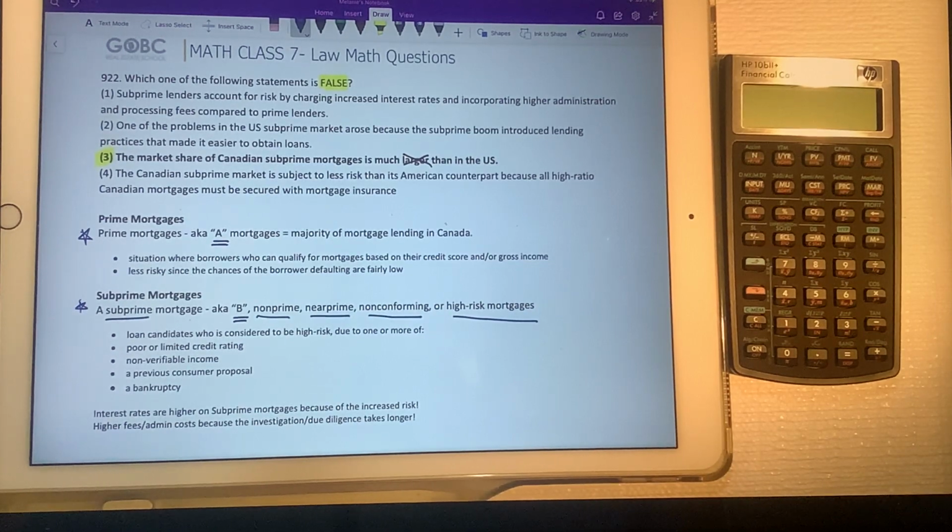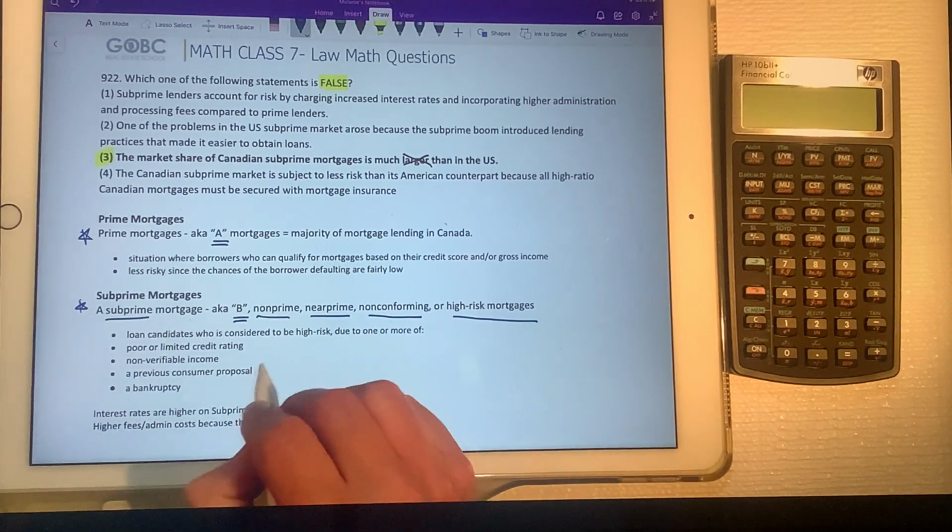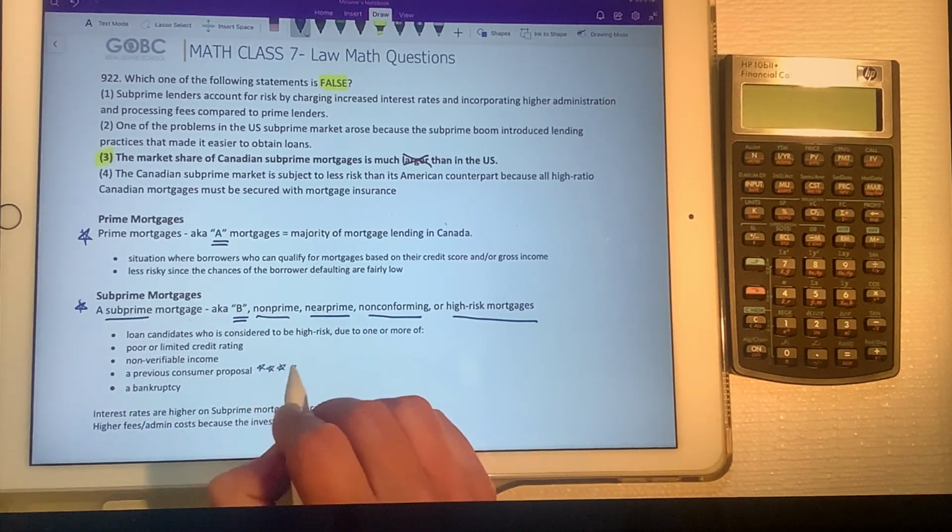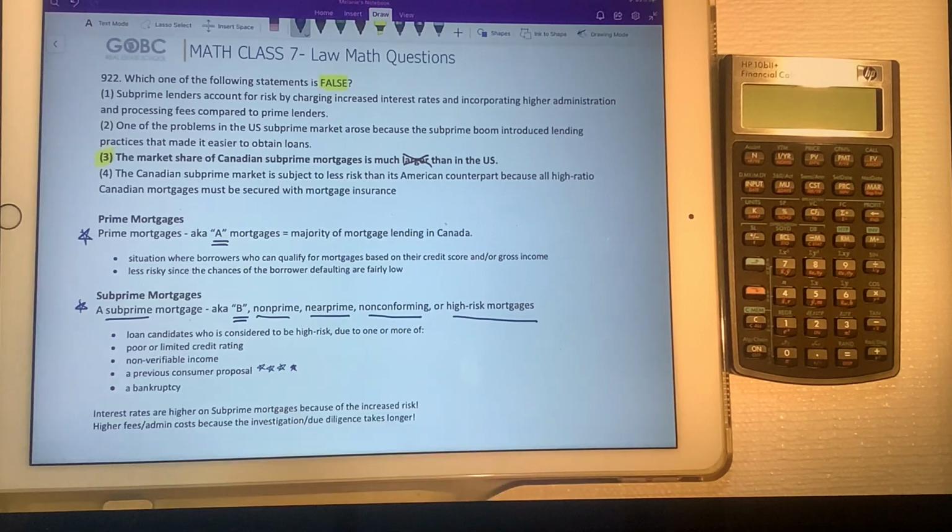They may have some income that's non-verifiable. So if they are self-employed and they happen to collect a lot of cash, that's non-verifiable. A previous consumer proposal, or if they've already applied for mortgages with other lenders or other mortgage brokers, that can affect your ability to borrow. And maybe they've had a bankruptcy that's kind of recent, or maybe it was significant and there are still records about it. So subprime is where there is usually some sort of an issue that relates to the person wanting to borrow the money, okay?